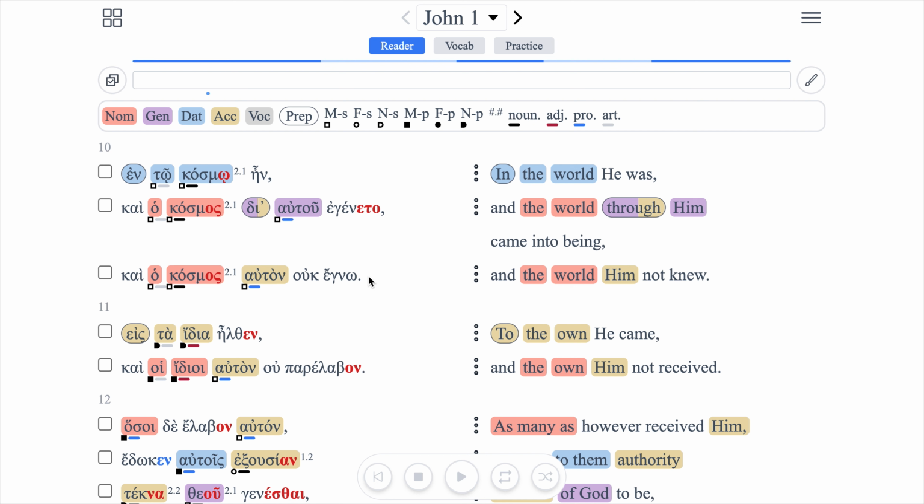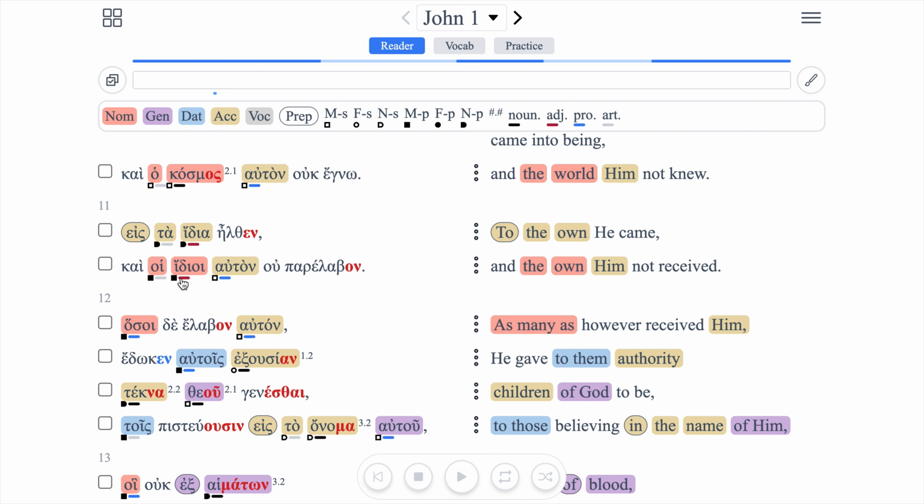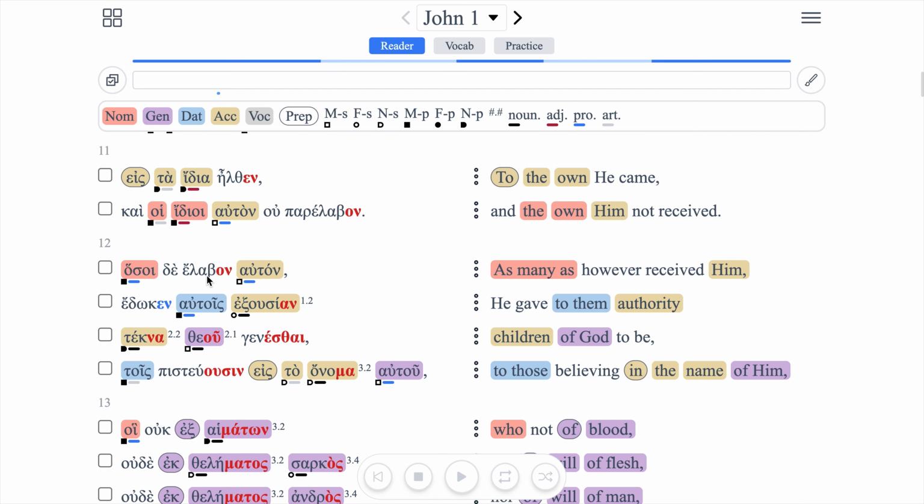Και ο κόσμος αυτόν ουκ έγνω. And the world him not knew. Not knew what? Not knew him. So it is accusative, αυτόν. We see the same pattern in verse 11. And the own him not received. They did not receive what? Him, accusative.